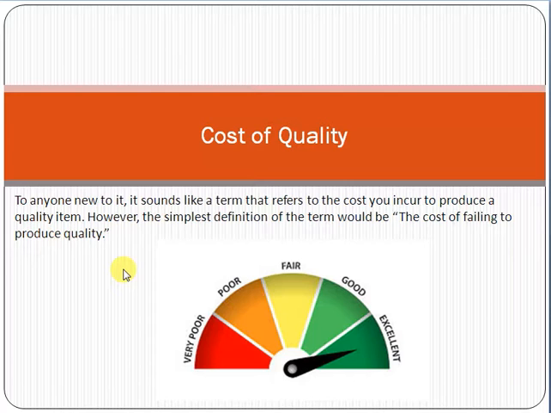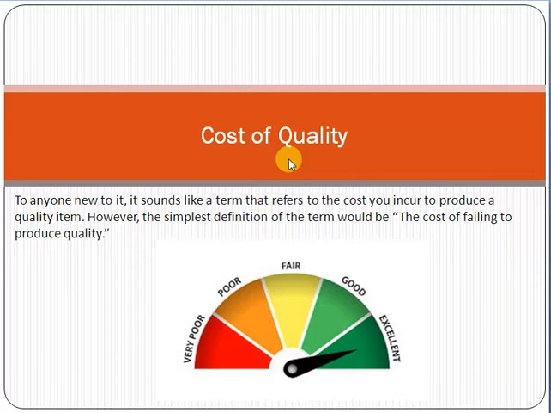So let's start. Cost of quality. Friend, just see these two terms, cost of quality. First of all, let me ask you, with respect to project management, what do you think quality is? Just think from your mind, what is quality? What do you think quality is?